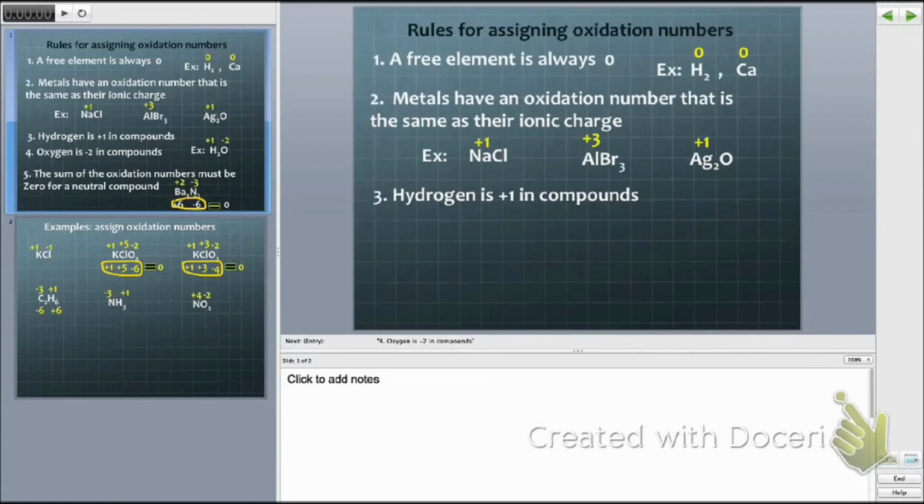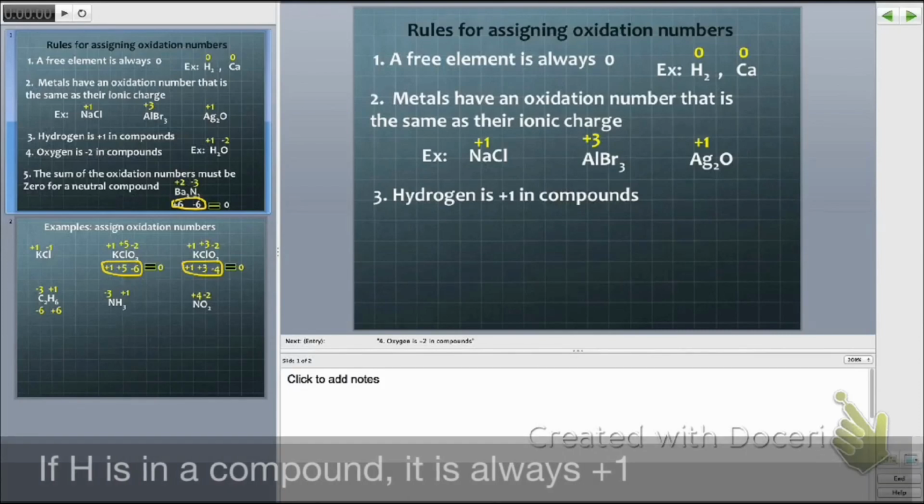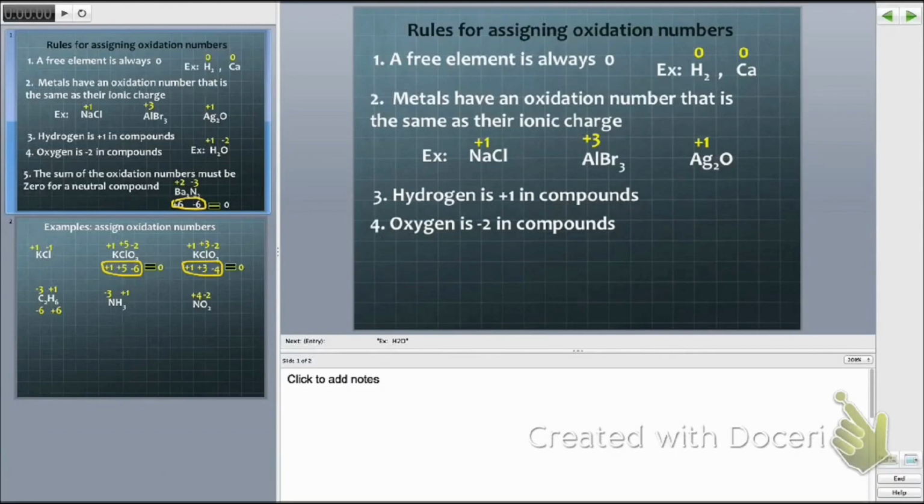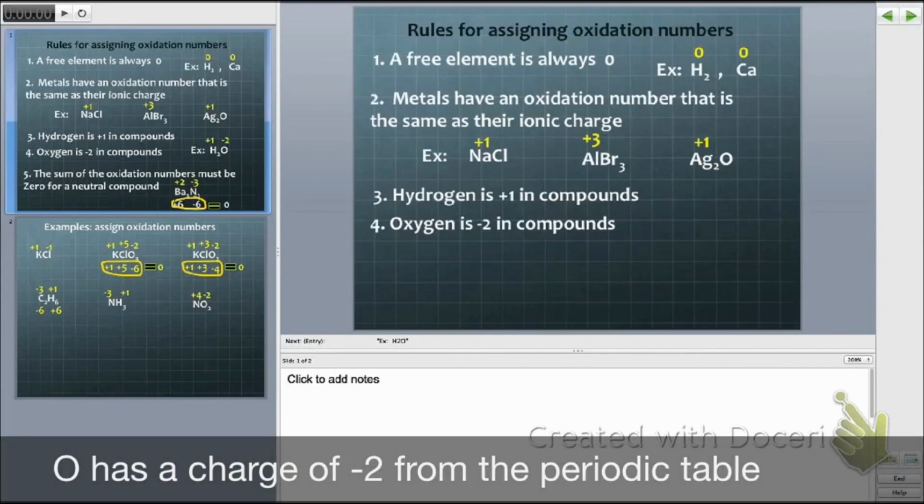All right, our next rule. Hydrogen is +1 in compounds. So if H shows up, it's going to be +1. Okay. Just go with it. All right, and oxygen's always going to be -2. Well, that one makes a little bit more sense. I mean, it's -2 on the periodic table. And hydrogen, remember, is in group 1, so like the rest of the alkali metals, it can be +1.